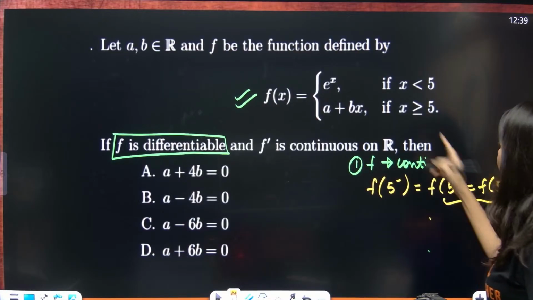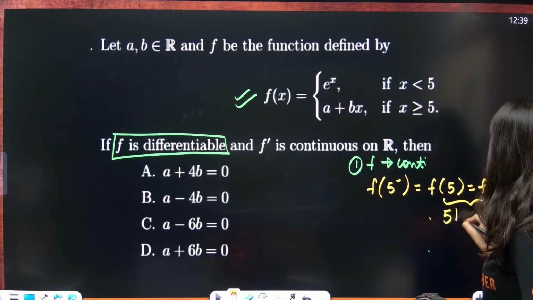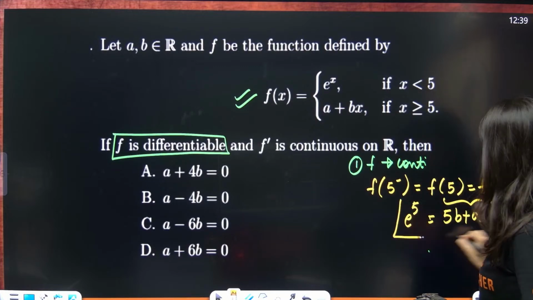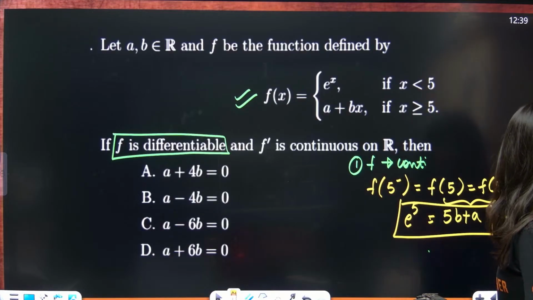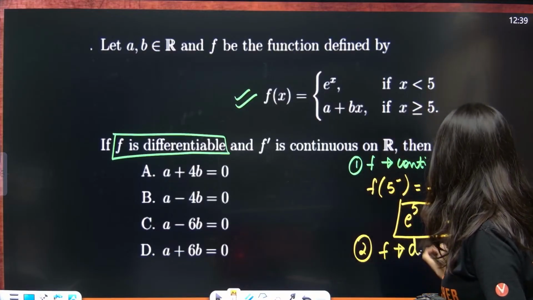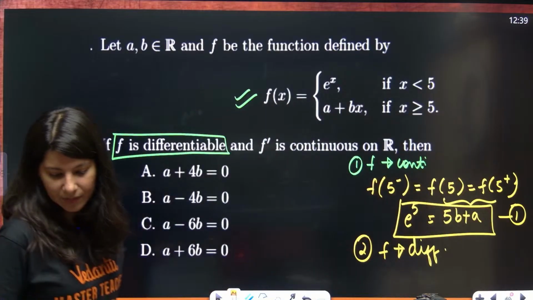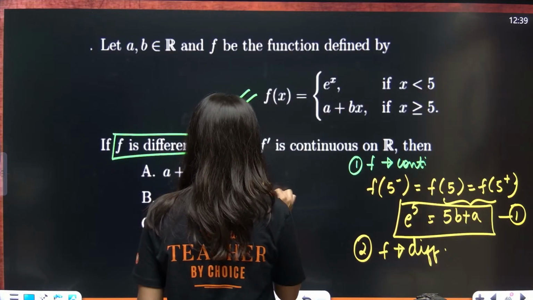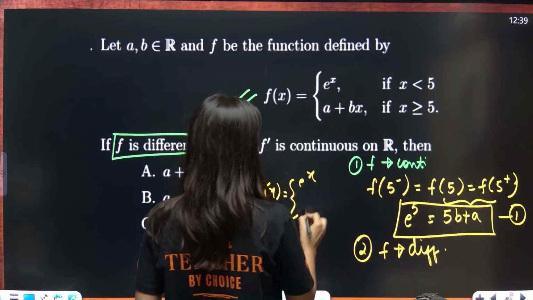These two values, f(5) and f(5) plus, will be 5b plus a, and f(5) minus is e power 5. So this is what we are getting. That is the first equation. Now this is continuity. Second, f is differentiable. Now differentiability we need to check. So f dash x is e power x, and if you differentiate this, it is just b.